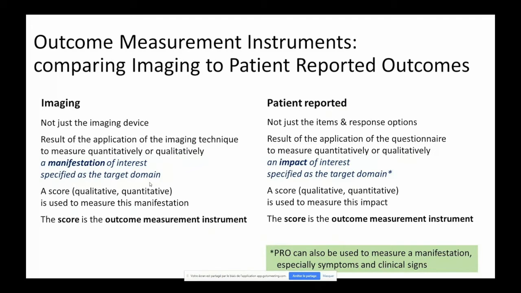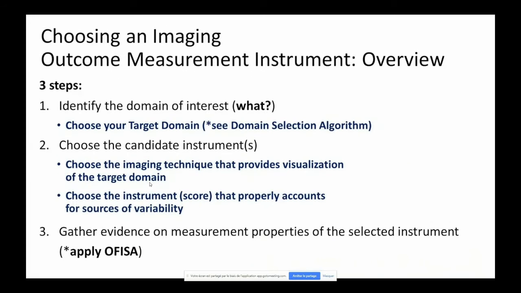And of course, we will remember that PRO can also be used to measure manifestation like symptoms and signs, and not only impact. So when we choose an imaging outcome measurement instrument, we will give you an overview. We have defined this in 3 steps. First, to identify what we want to measure, the domain of interest. So how to choose the target domain.